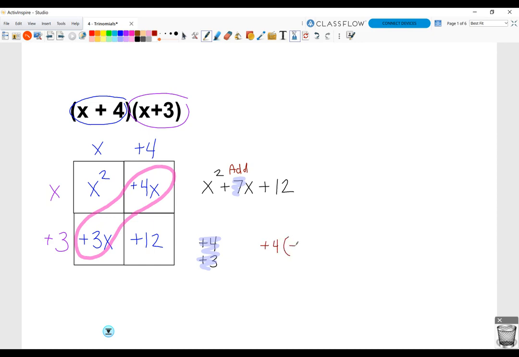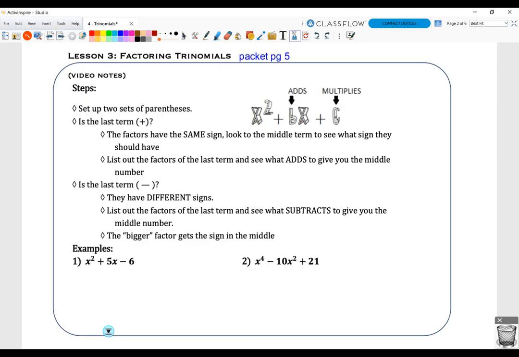When I multiply positive 4 and positive 3, I get 12. So there's some patterns here going on based on my multiplication and addition. And that's what factoring is. Factoring is I'm going to give you the full term like this, and you're going to have to go back to the beginning. So let's take a look at our trinomials.